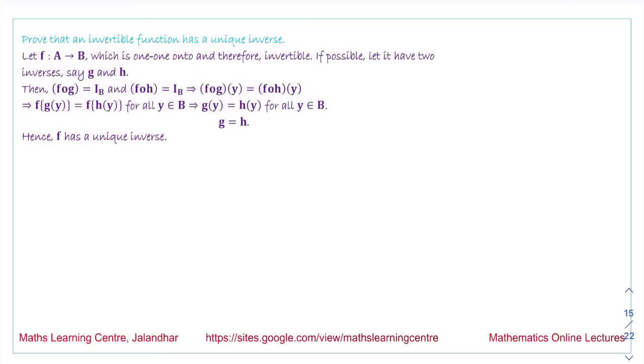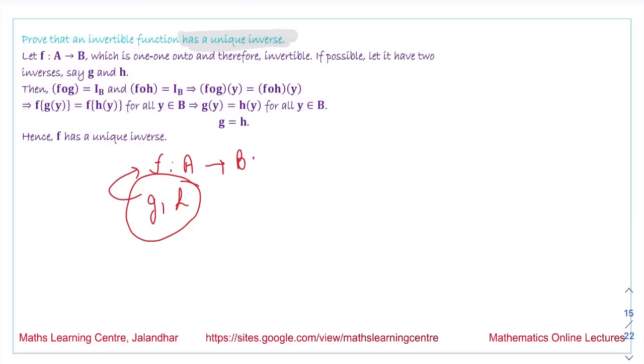Next is: prove that an invertible function has a unique inverse. We have to prove that. We have already proved that an invertible function has an inverse. Now we have to prove that the inverse that exists is the unique inverse. So let us consider that there is a function f defined from A to B, and let g and h be the inverses of this function. It means g is defined from B to A such that fog is equal to IB and gof is equal to IA.